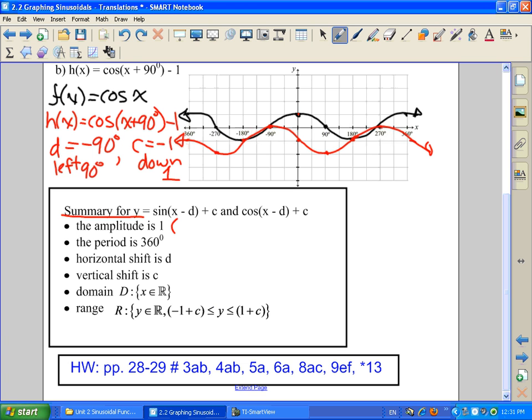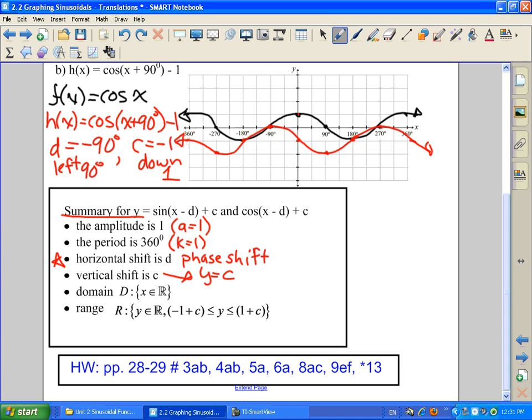The reason why is a equals 1 in all these cases. That's going to change when we deal with a and k next day. The period is 360. That's because k equals 1. And again, that'll change. But the things that will not change is your horizontal shift is d, which we call the phase shift. The vertical shift is c, and we've learned that y equals c is your equation of axis.